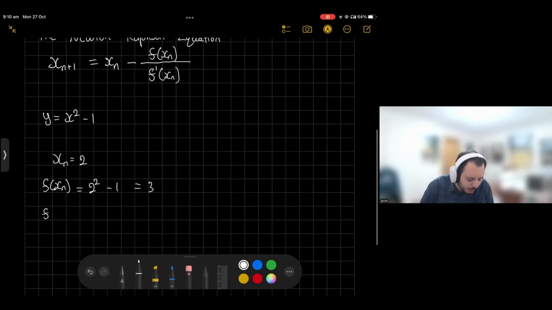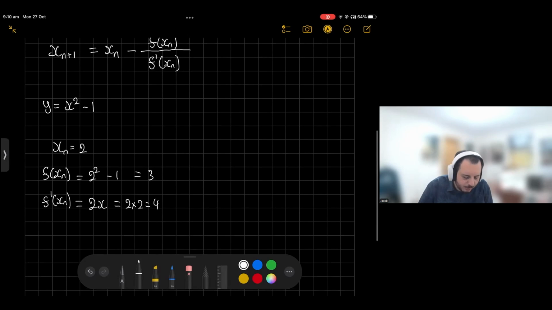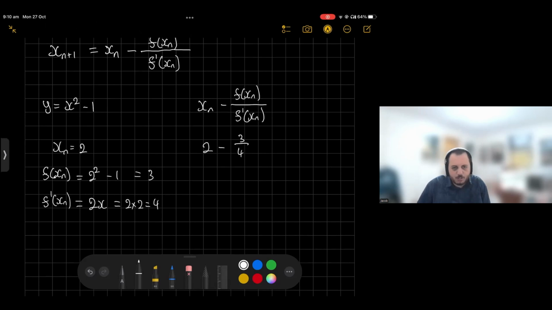And f dash x of n is going to be the derivative of this. The derivative of x squared is 2x, and the derivative of minus 1 is 0, which means it's going to be 2 times 2, which equals 4. So if we actually plug that in, we would have x of n minus f of x on f dash x, and you'd say, I've got 2 minus 3 divided by 4. So that's 2 minus 3/4. That's going to be 1 1/4, or 1.25.